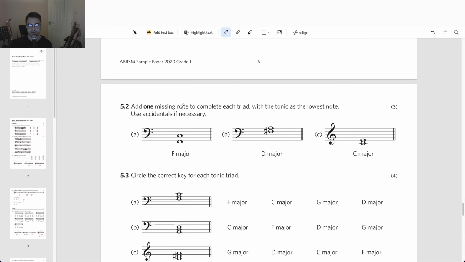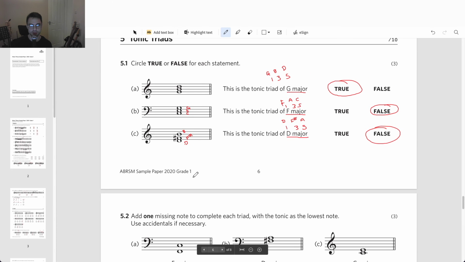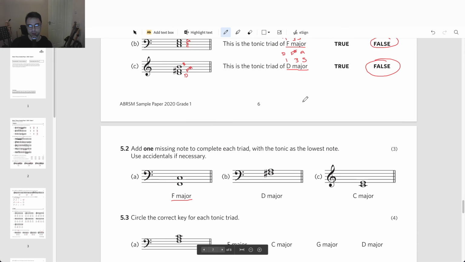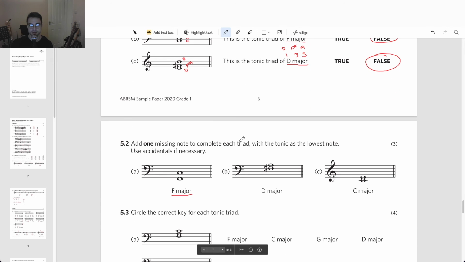Add one missing note to complete each triad with the tonic as the lowest note. Use accidentals if necessary. All right, so question A. We're in the bass clef, and we need to build an F major triad. We already know that F major is F, A, C. We've done this in an example in the question before. So we need an F, an A, and a C.